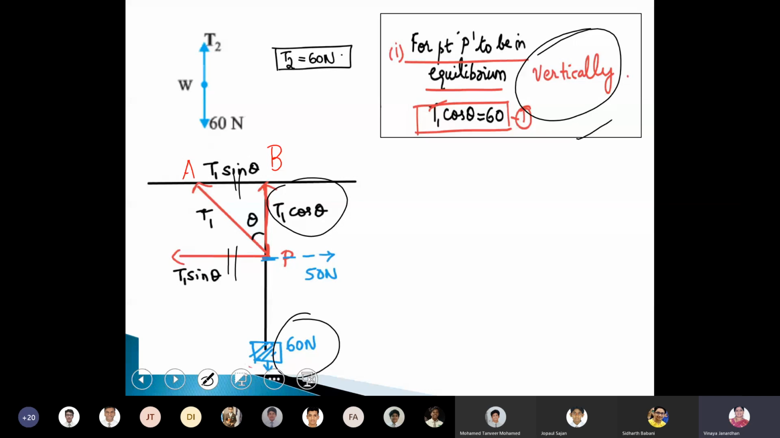Is this the equilibrium condition? So start writing this. For point P to be in equilibrium, vertically means what? Neither should point P move up nor should point P come down.